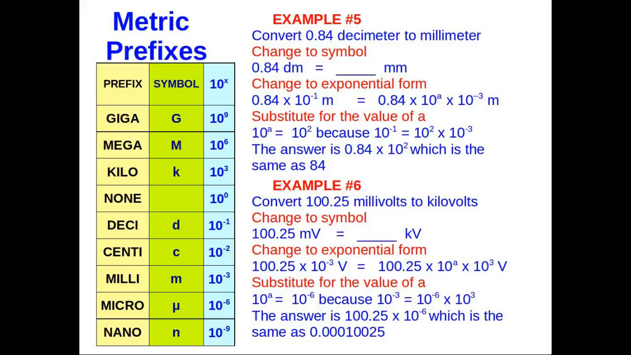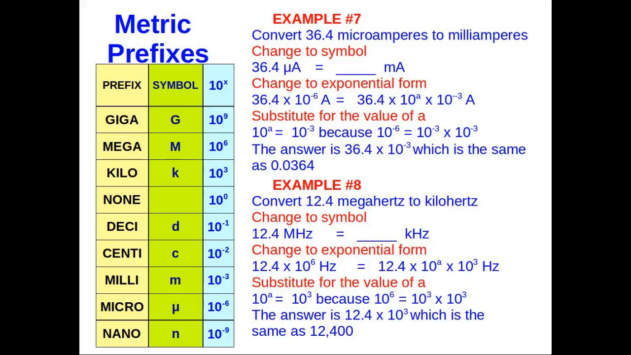Step C, substitute for 10 to the A. 10 to the A equals 10 to the negative 6, since 10 to the negative 3 is equal to 10 to the negative 6 times 10 to the positive 3. Step D. The answer is 100.25 times 10 to the negative 6, which translates to 0.00010025 after the decimal point is moved 6 place values to the left.